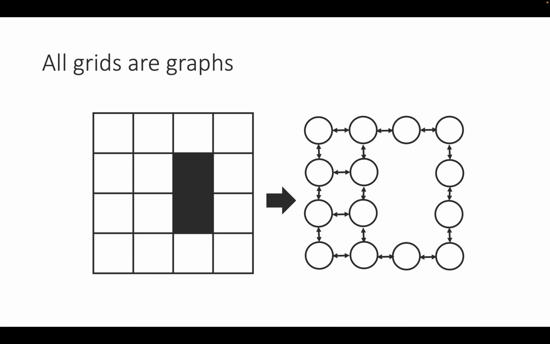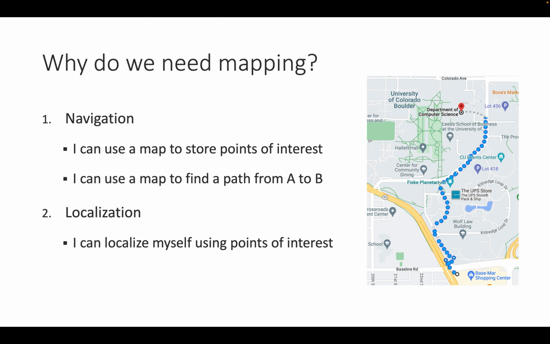All grids are graphs, but not all graphs are grids. This is important because we will use graphs for planning, not grids. And when you store stuff in an octree, you will usually treat it as a grid and then create a graph structure from it in order to do your planning.